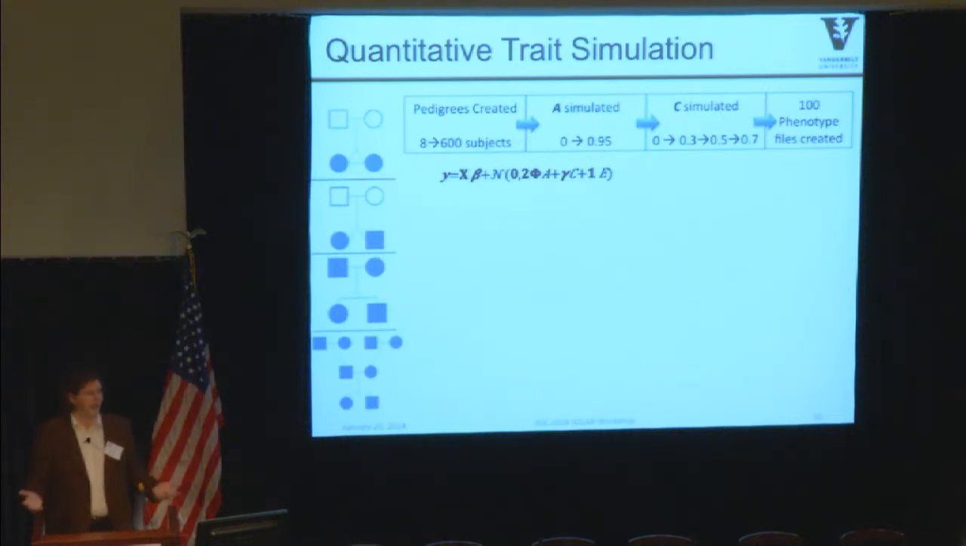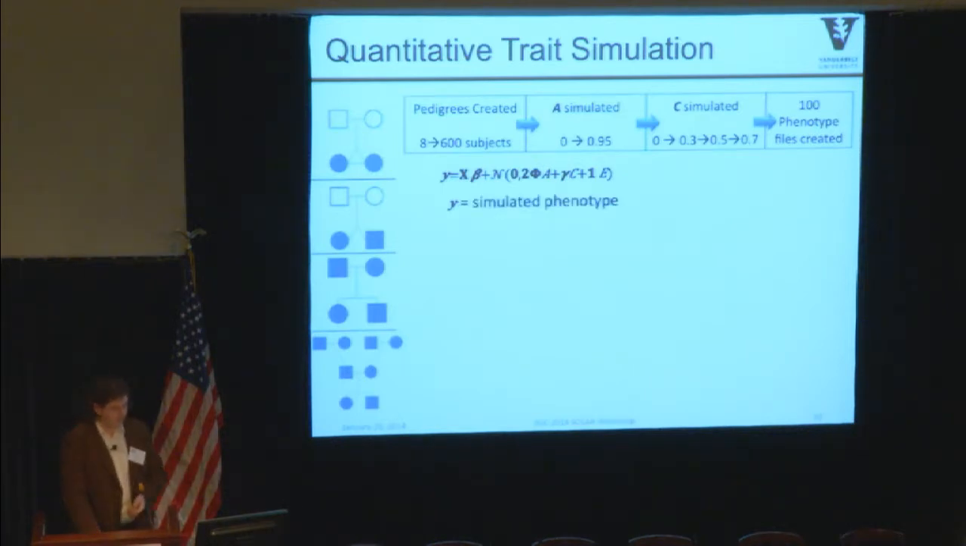We randomly generate an age for each of these people. We have a random beta, which is the interaction term, the fixed effect. We add multivariate random noise. In MATLAB, it's mvnrnd. In R, it's rmvnorm, something like that. Y is a simulated phenotype.